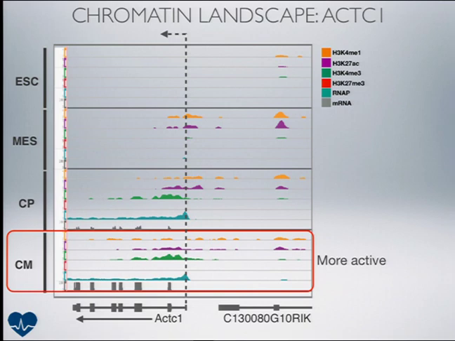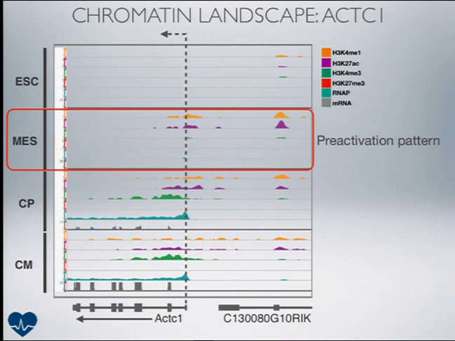But at this intermediate mesoderm stage, what we notice is that prior to transcriptional activation, it gained these two marks, K4 monomethylation and K27 acetylation. And we refer to this as a pre-activation pattern. There's something going on at the transcriptional start site that is in anticipation of the transcriptional activation of the gene. Now we thought, well, maybe this is just one particular gene that's doing this. It's kind of a weird thing. So we decided to look at all the genes in these clusters, and we found very similar patterns.